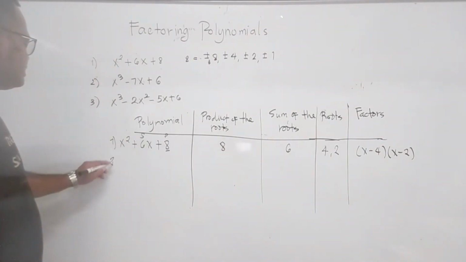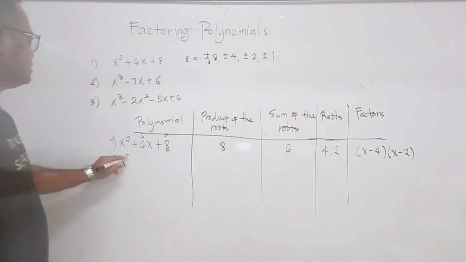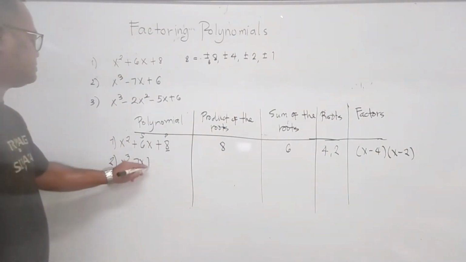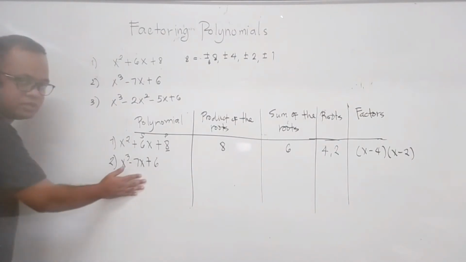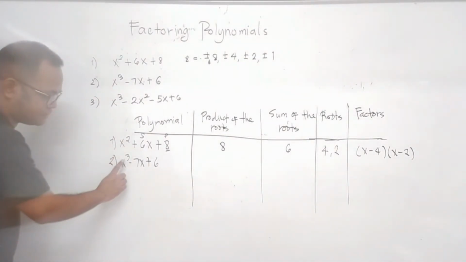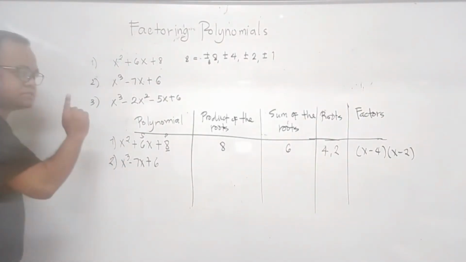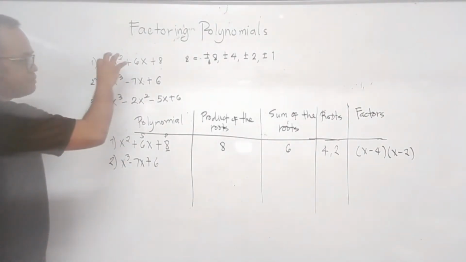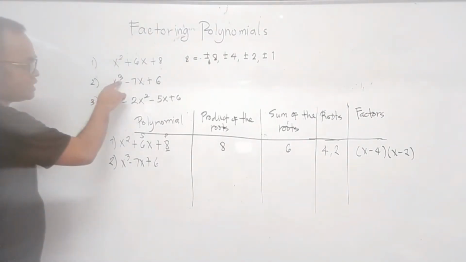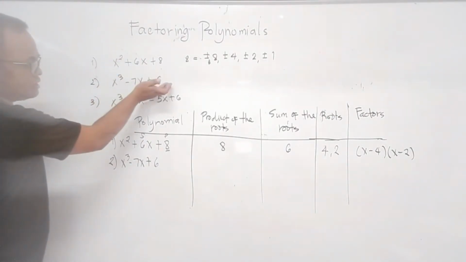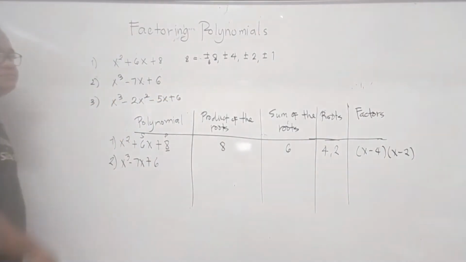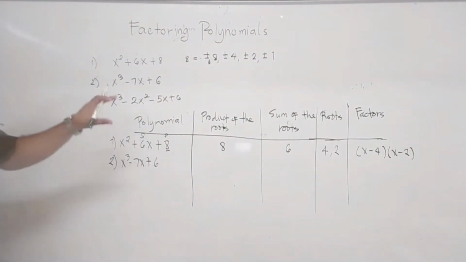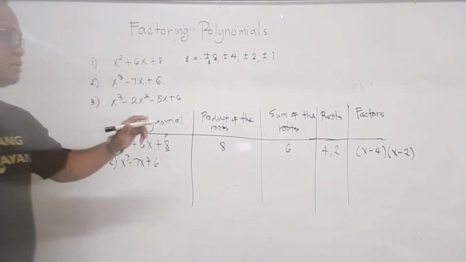Another one is x cubed minus 7x plus 6. This is a trinomial, but you will notice that there is a missing term, because the exponents are arranged in descending form: 3, 1, and the constant, which has exponent 0. So now, you have to add the missing term. Let us rewrite.